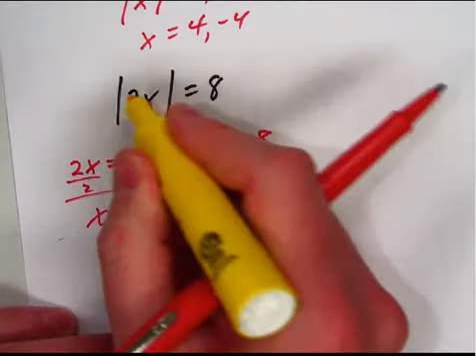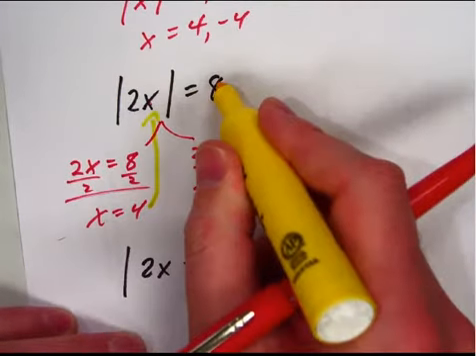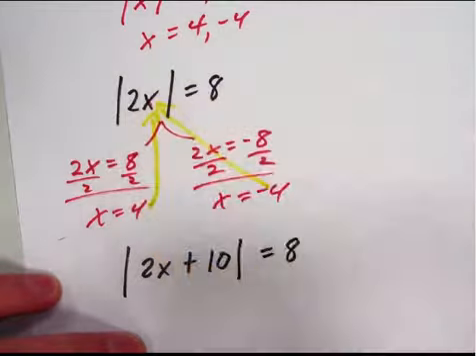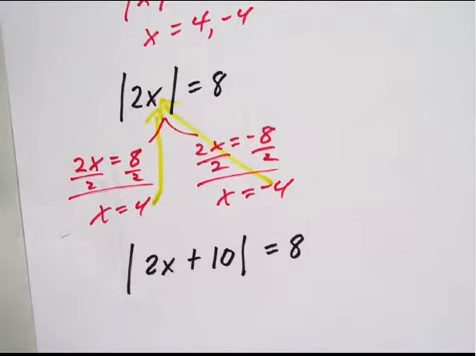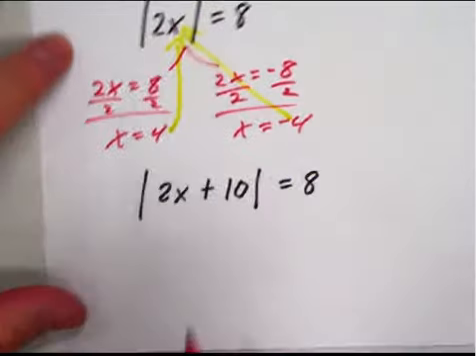What's 2 times 4? That's 8. Absolute value of 8 is 8. I put the negative 4 in there. 2 times negative 4 is negative 8. Absolute value is 8. You can check those on your calculator or in your head. Okay, let's keep going. Let's get the next level.